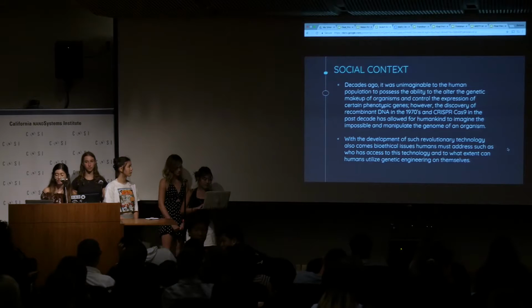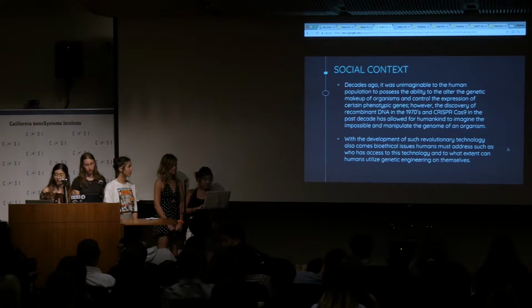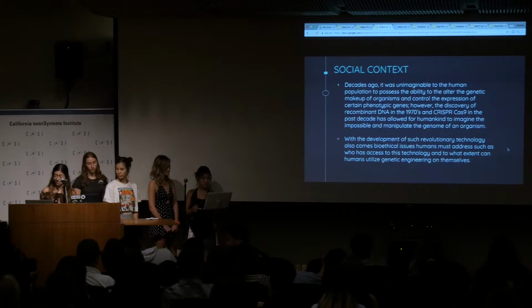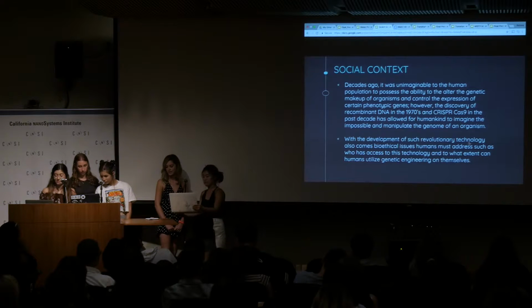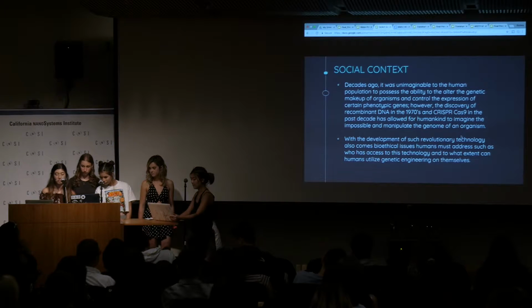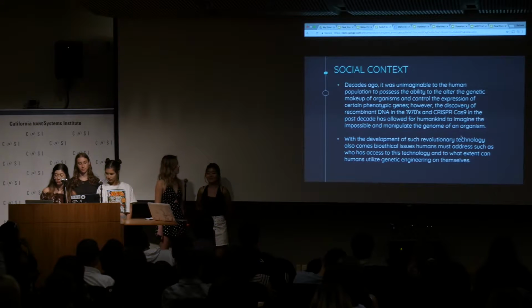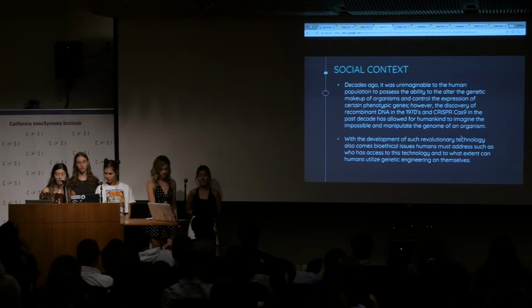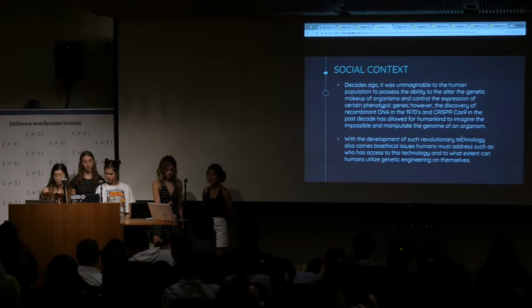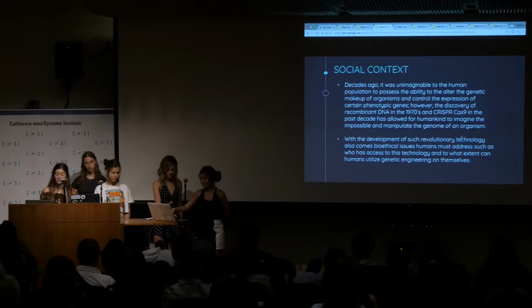Decades ago, it was unimaginable to the human population to possess the ability to alter genetic makeup of organisms and control the expression of certain phenotypic genes. However, the discovery of recombinant DNA in the 1970s and CRISPR-Cas9 in the past decade has allowed humankind to imagine the impossible and manipulate the genome of an organism. With the development of such revolutionary technology also comes the bioethical issues humans must address, such as who can access this technology and to what extent humans can utilize genetic engineering on themselves.